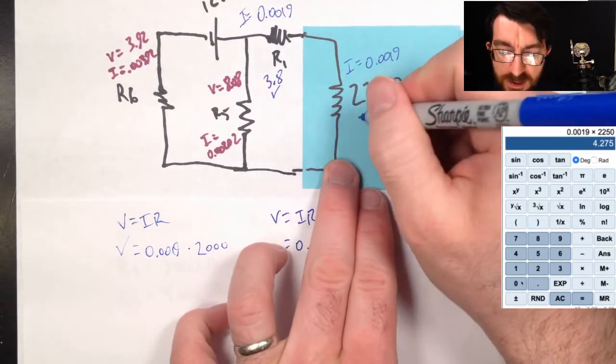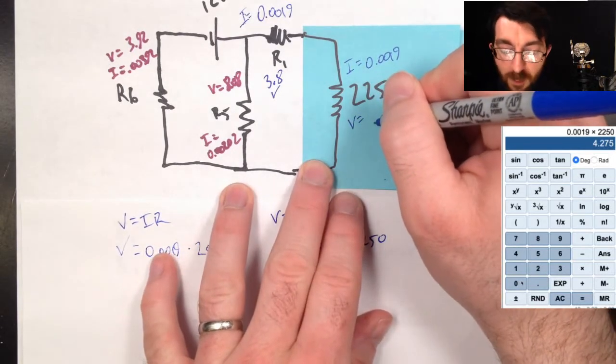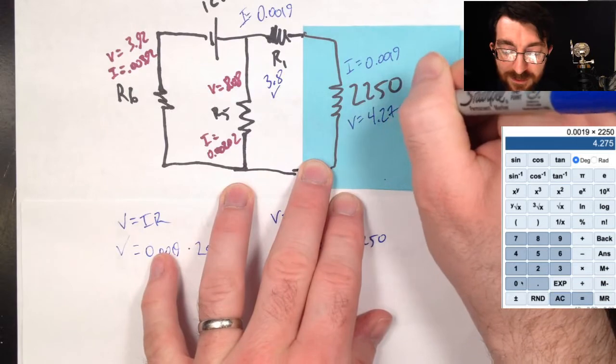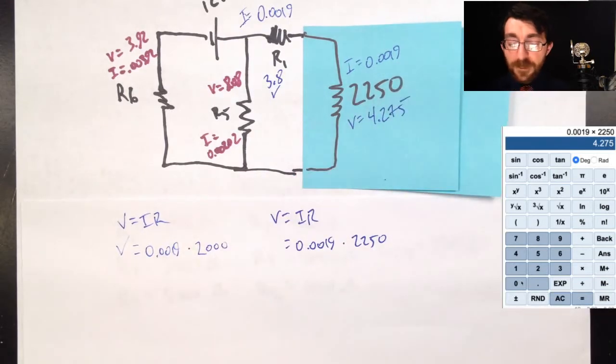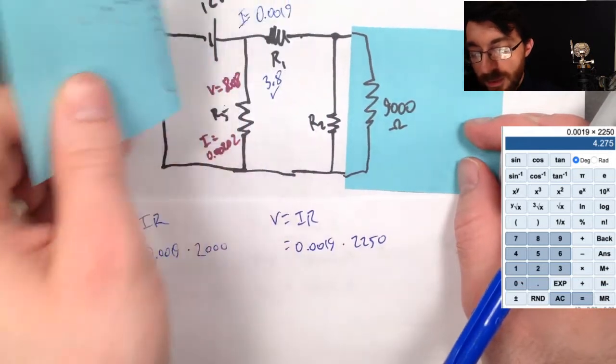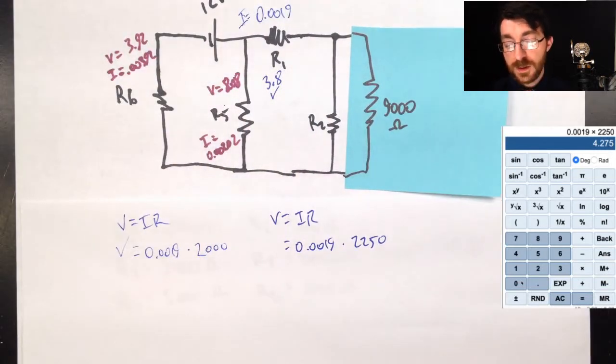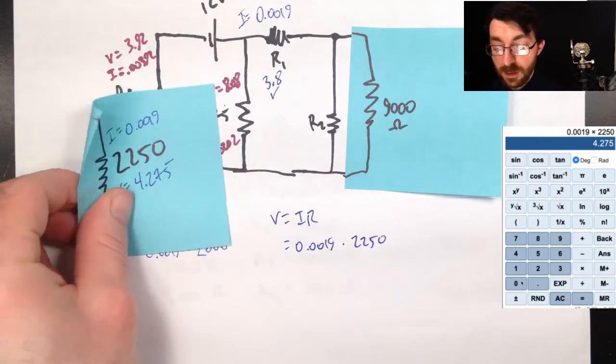So this voltage here is 4.275. But that resistor's not even really there. This is actually those two in parallel. So do those two have the same voltage across them or the same current through them? They should have the same voltage across them. They both have 4.275 volts across them.